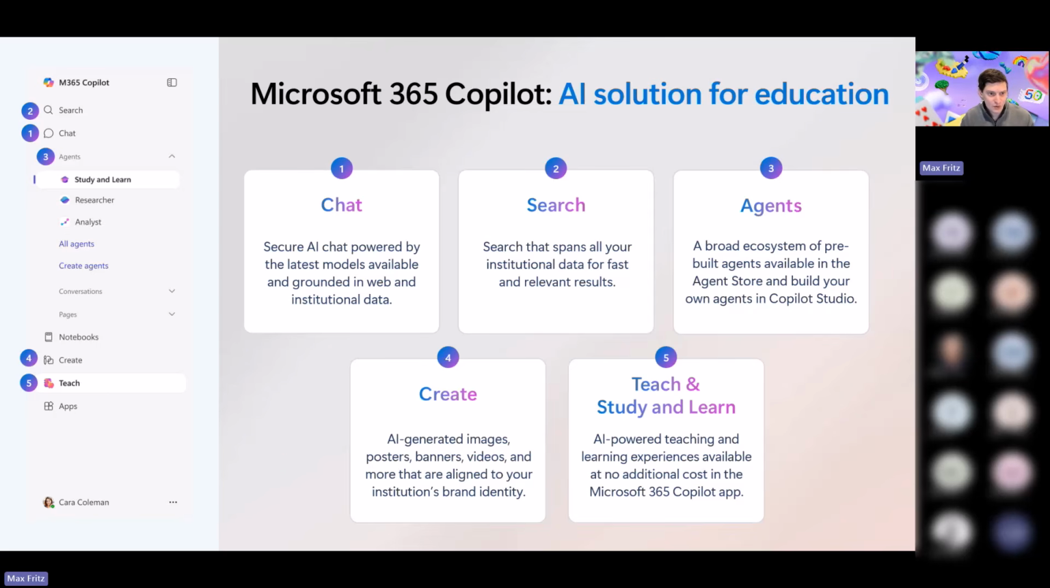But there are a few different things that you can see there. First of all, of course, is Copilot Chat, which you all have access to. It's a secure AI chat that is grounded in web data, and if you have a fancy license, institutional data as well. This is not trained on your data. You can use it in a secure way.